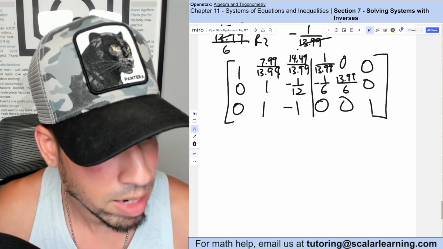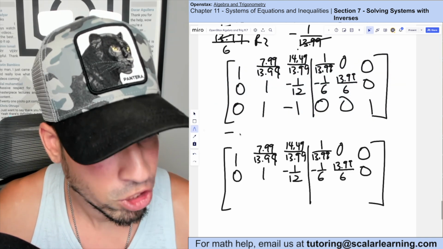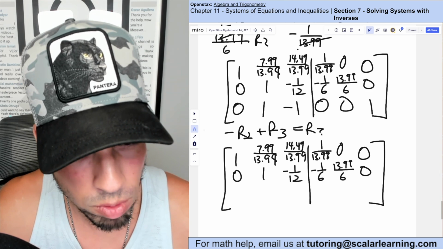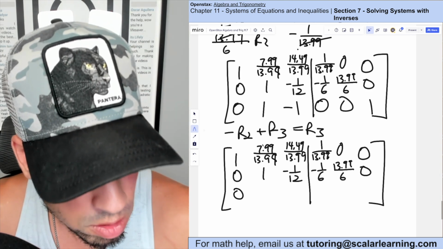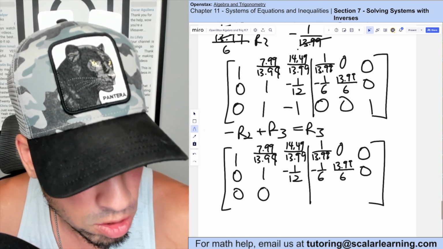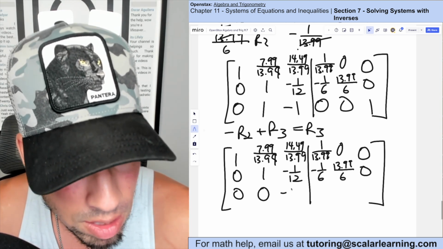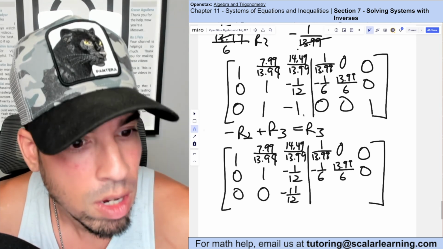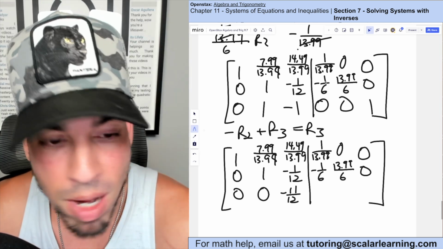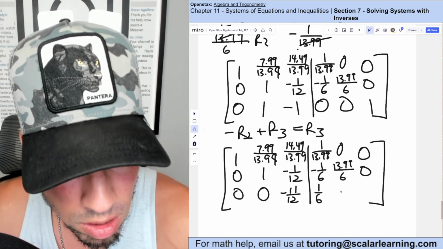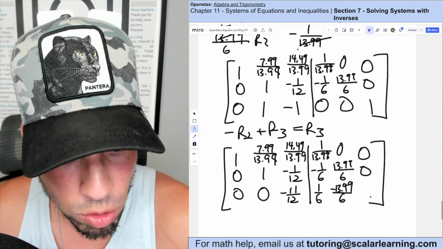Next, let's flip that to a 0. That's pretty straightforward. We're just going to do negative row 2 plus row 3 to get a new row 3. So we got 0 plus 0 is 0. Negative 1 plus 1 is 0. Positive 1/12 plus negative 1 is negative 11/12. And then we got positive 1/6 plus 0 is 1/6. Negative 1399 over 6 plus 0 is that. And then 0 plus 1 is 1.